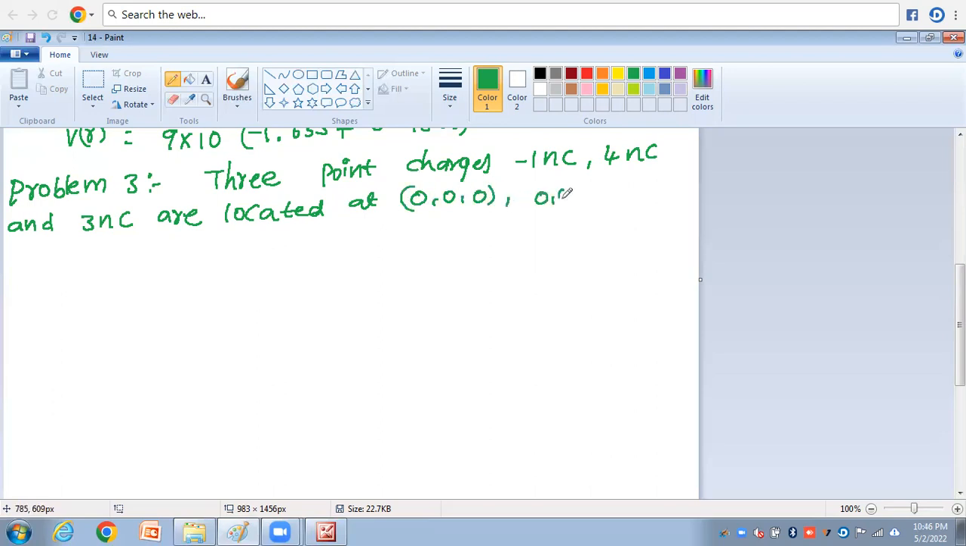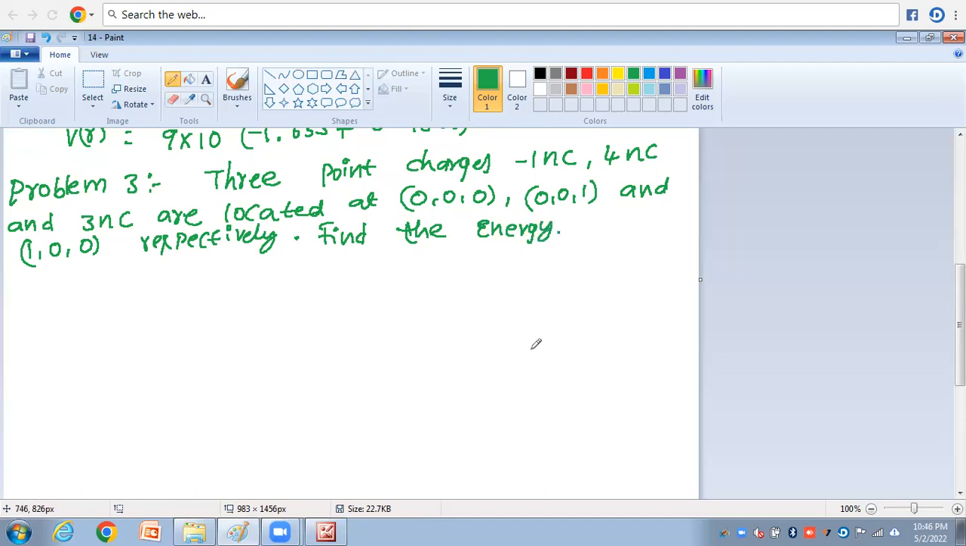Another point 0, 0, 1, and these 3 nanocoulomb located at 1, 0, 0 respectively. Very, very important word, respectively, right? Respectively. The question is, find the energy in the system. This simply you can write, find the energy W.